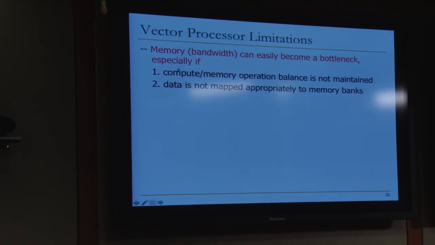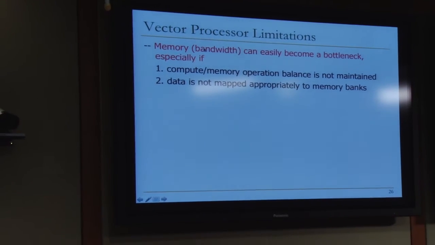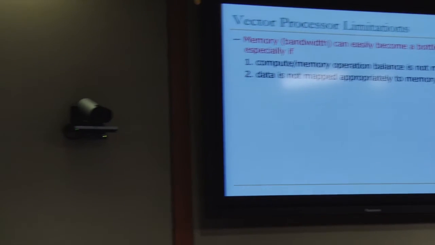What if your vector size changes? What if the number of lanes, lane is how many functional units you have, changes across generations? Well, if you want to take advantage of the machine, you may want to change your code, right? Okay. And the second thing, memory bandwidth, this is a limitation actually. It's not necessarily a disadvantage. But memory bandwidth can easily become a bottleneck, especially if you have huge data to operate on.